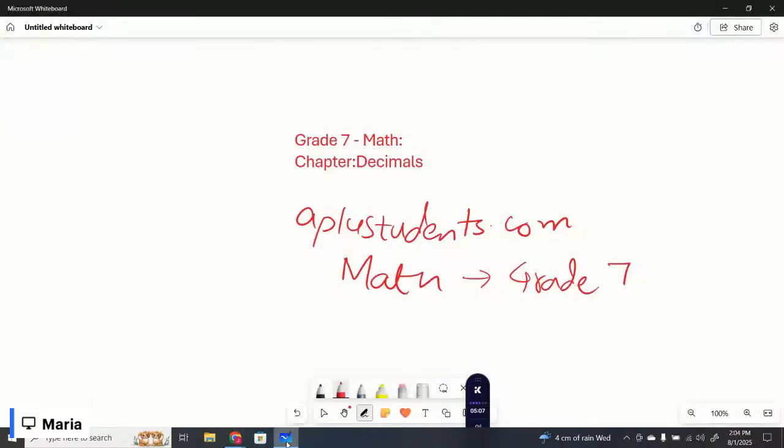So please make sure you have your notebook and pencil so that you can note down the important examples and definitions as well. Can you see my screen now? Okay, yes, you can see now.